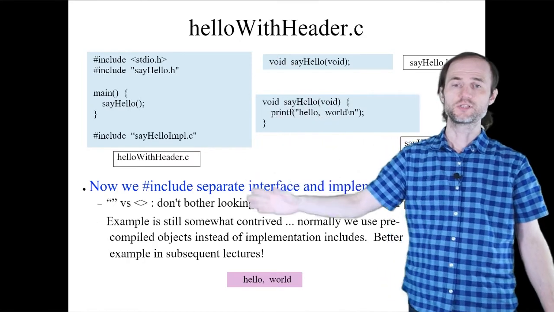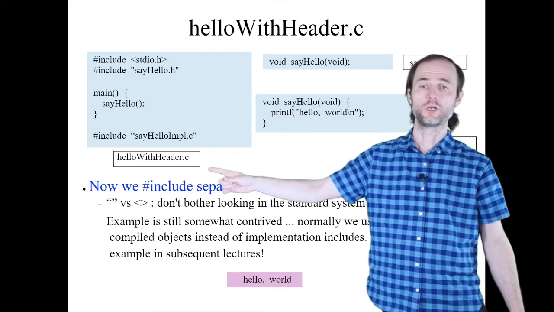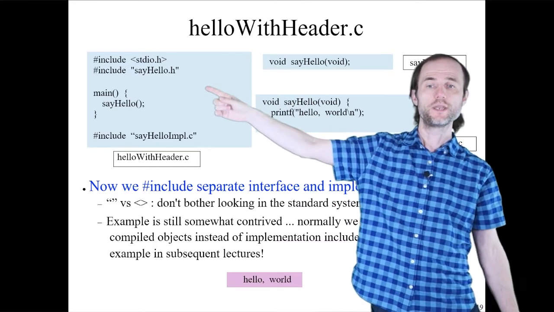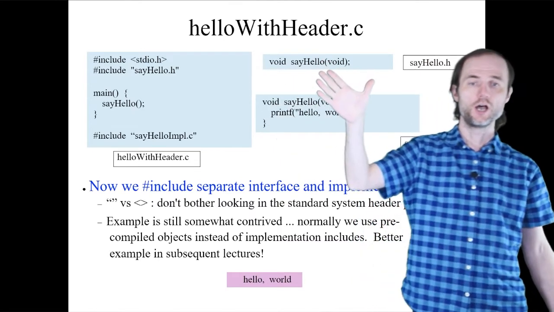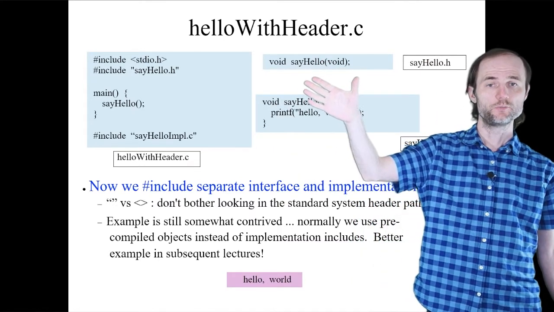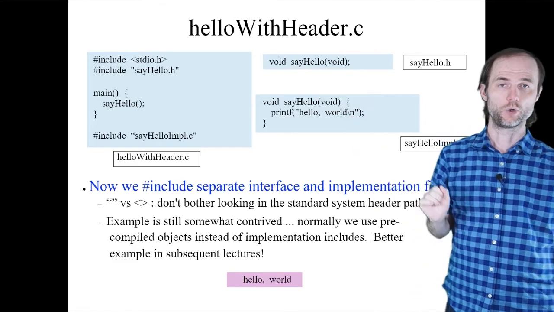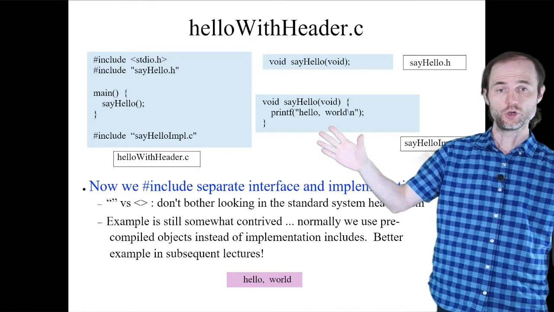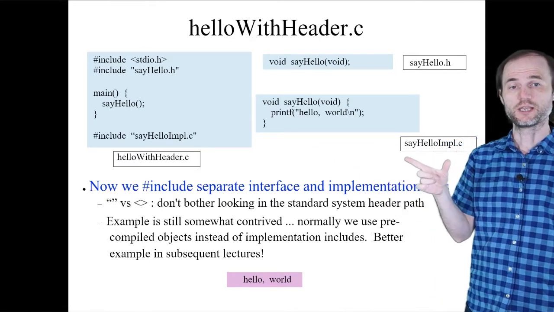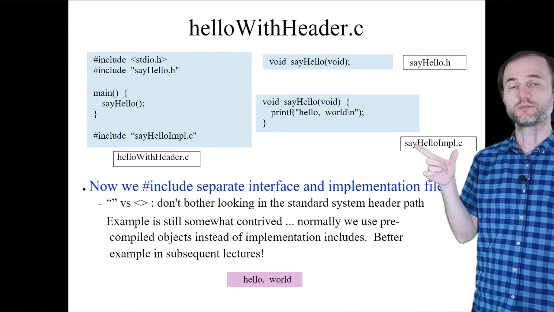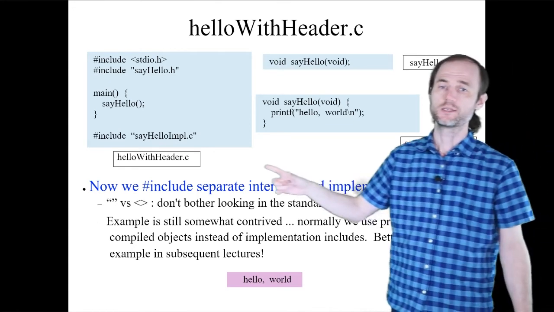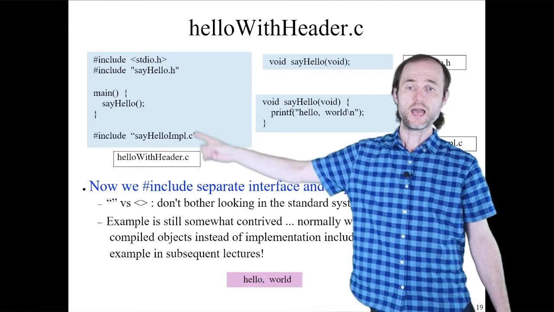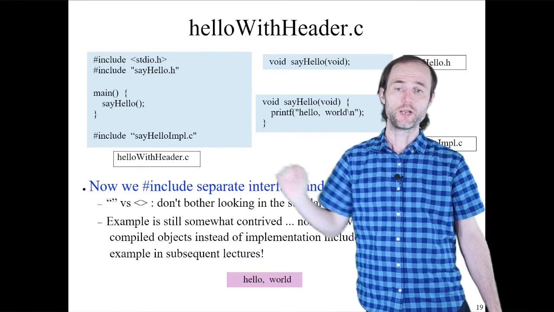So here is our C file that we will call hello with header.c, where in addition to the standard input-output header, we now have our own header, say hello.h. And this file, say hello.h, all it does, it provides a declaration of the prototype of our say hello function. The say hello function definition, or the body, is going to be sitting in say hello impl.c. That's where the implementation of the function is. And we're going to include that file after main into our hello with header.c.